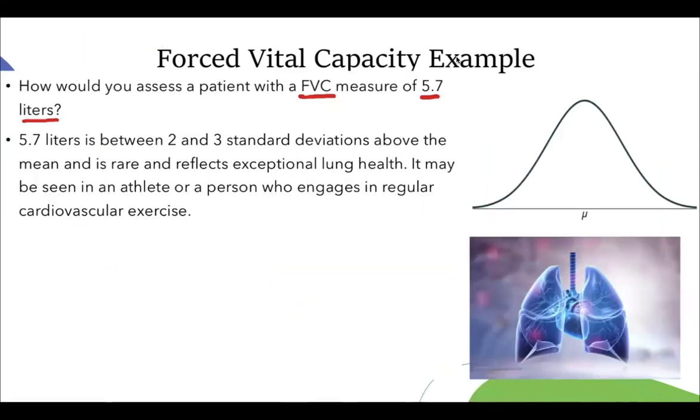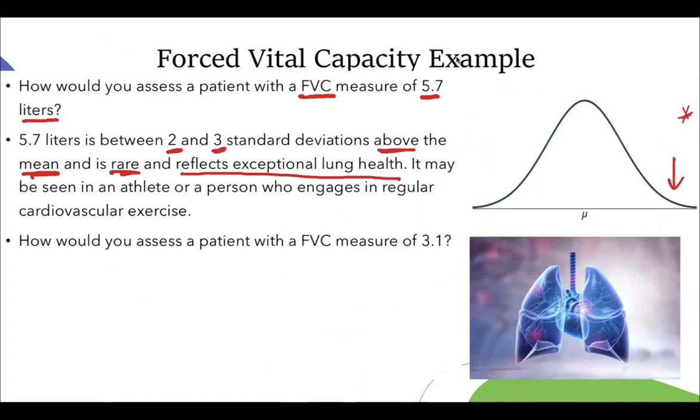So we would say that because it's between 2 and 3 standard deviations above the mean, it is rare and it reflects exceptional lung health. Exceptional because it's on the right-hand side. It may be seen in an athlete or a person who engages in regular cardiovascular exercise. So that's what we see up on the right-hand side. These are exceptional FVC measures.